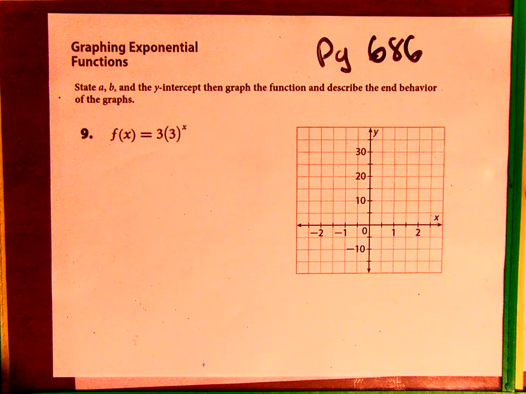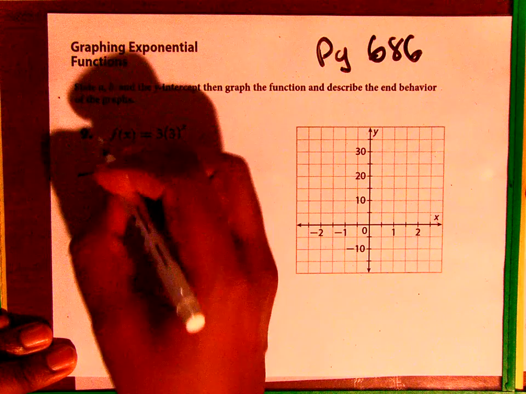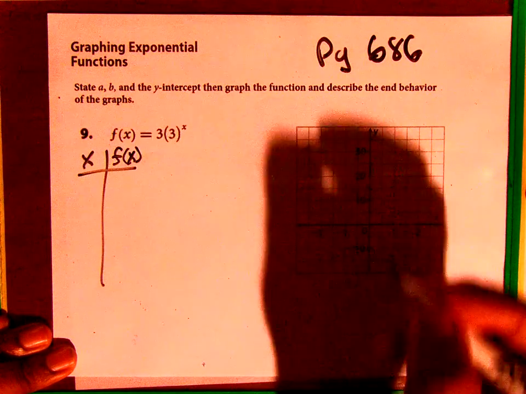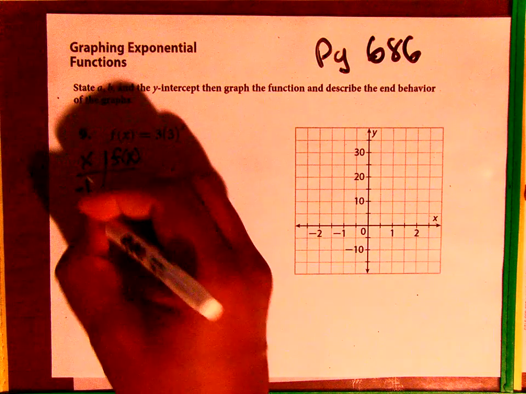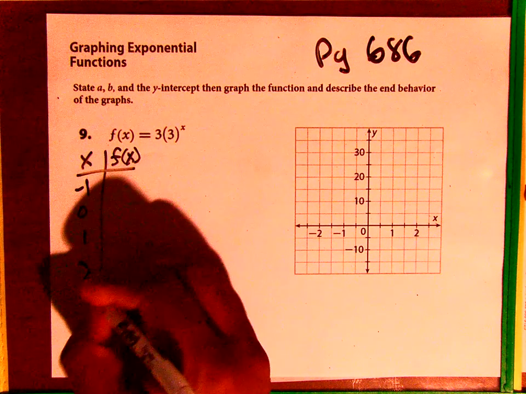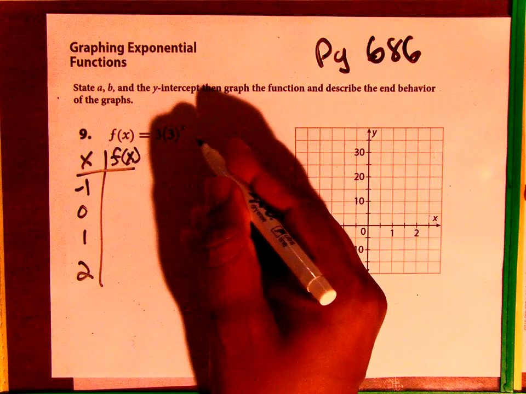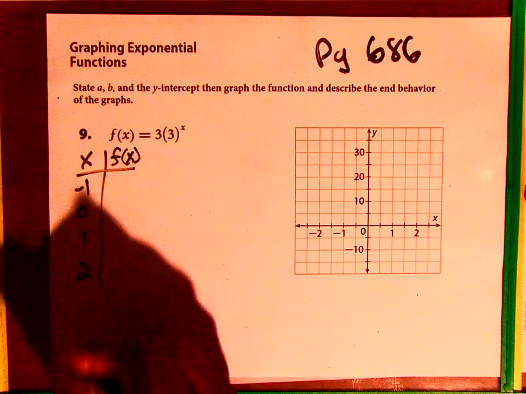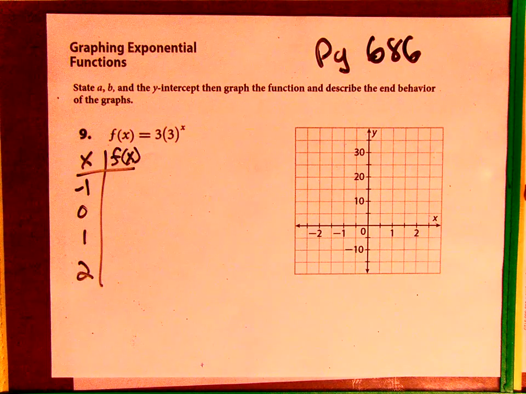So what we want to do first is plot our points. You just use a regular T-chart. You put x and f of x. And for all these examples, you want to use -1, 0, 1, and 2. We're going to plug these values in and get the answer, and then we'll have our ordered pair, and then we're going to take that ordered pair and graph it.